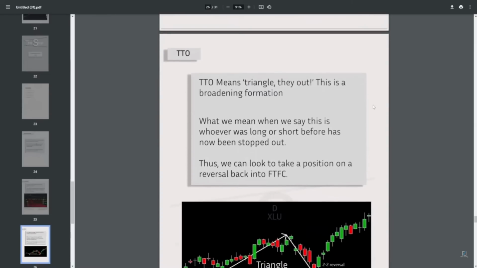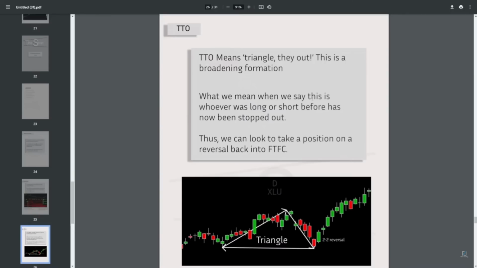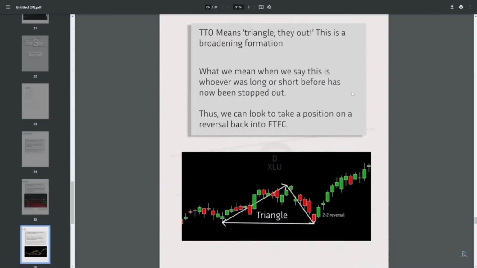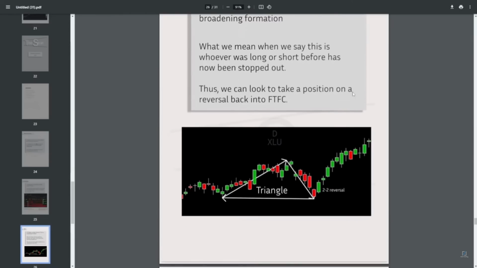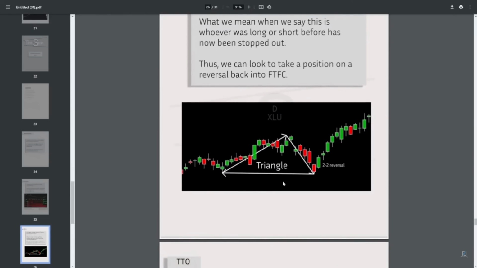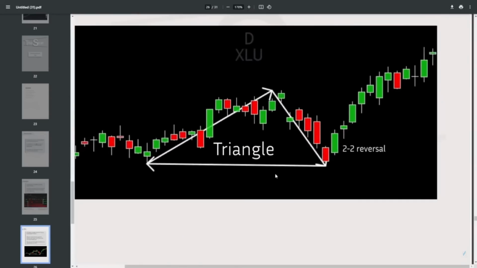But the next thing, TTO means triangle out. This is a broadening formation. So what we mean when we say this is whoever was long or short before has now been stopped out. And thus, we can look to take a position on a reversal back into continuity. And the reason we call it a triangle or a tri or a broadening formation, specifically a triangle though, is because we can draw the tri. We can say they longed in here, up into this stuff, and then they stopped them out down into here. And that creates, you can see the triangle. It's just another way of identifying the broadening formation.